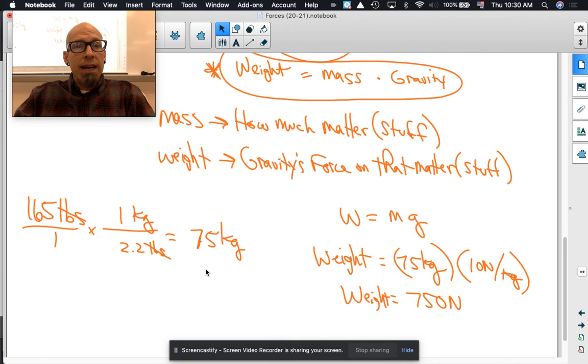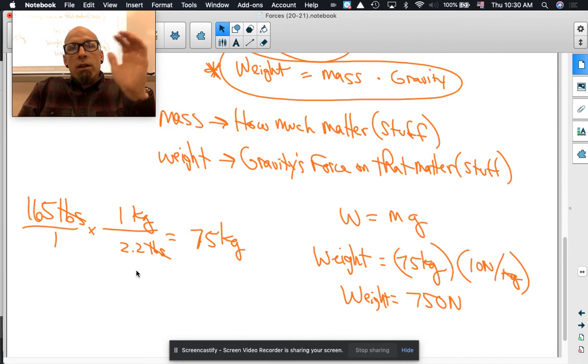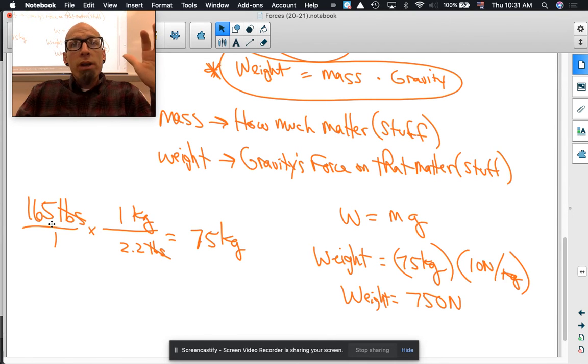Now, another thing I did in class, I said, hey, if you weigh 165 pounds, because we don't talk about mass in the English system. Everything's just pounds and ounces, which is weight. That's a force. Pounds is a force. Whenever we talk about how much something weighs, we're talking about pounds and ounces. That's not how much stuff something's made of. That's how much it weighs.